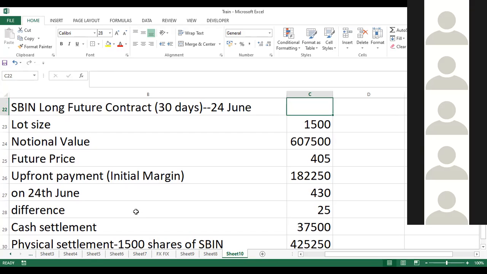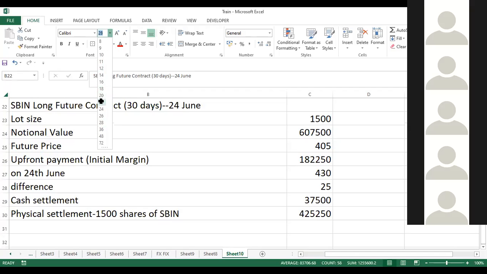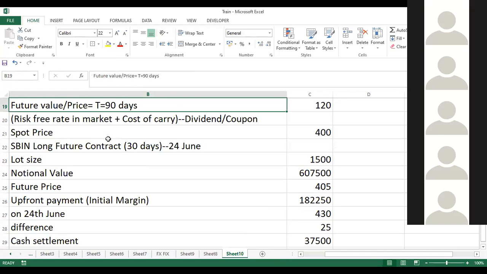Can you minimize the screen size so that we can see all the transactions in one go? Okay, one second. Is it fine? Yes, it's perfect. Thank you.